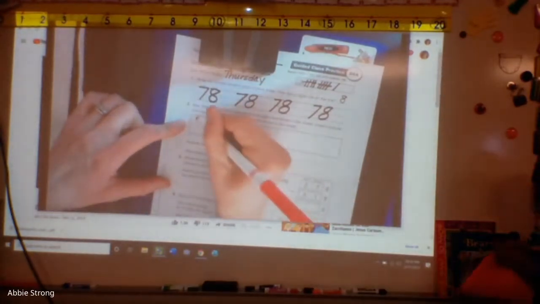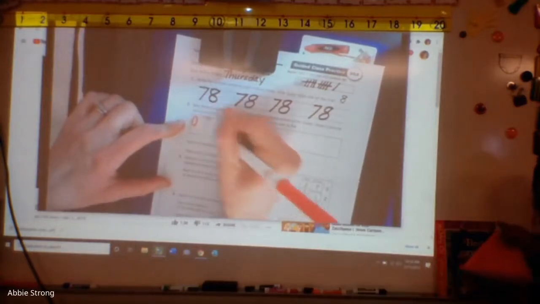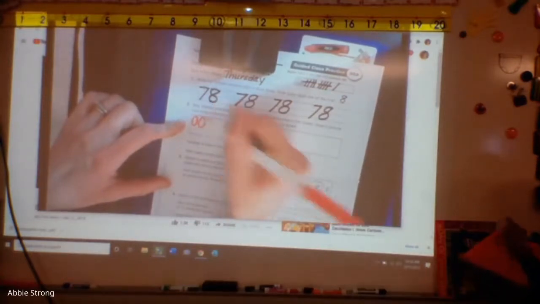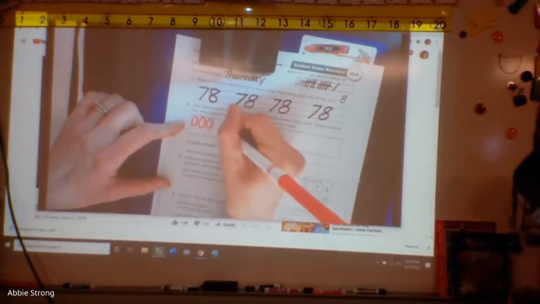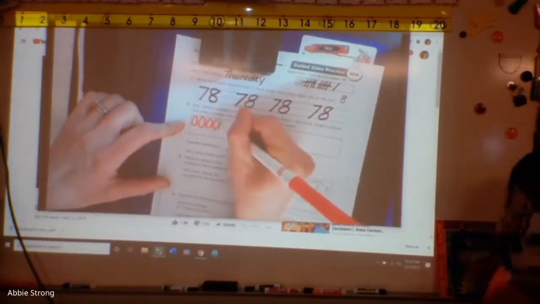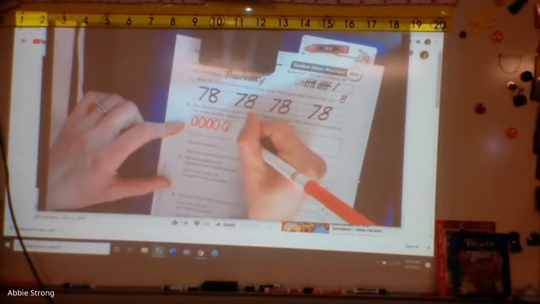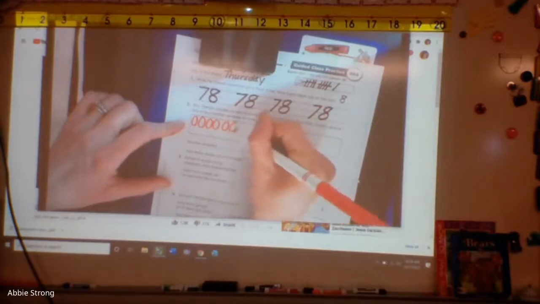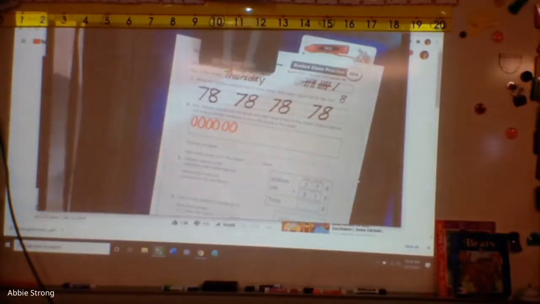Ready? 1, 2, 3, 4, 5, 6. When you have 6 red circles drawn on your paper, give me a thumbs up. I'm waiting for 6 red circles.